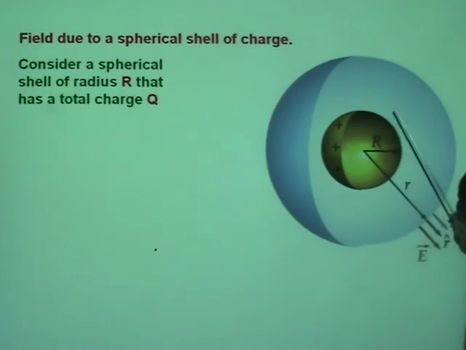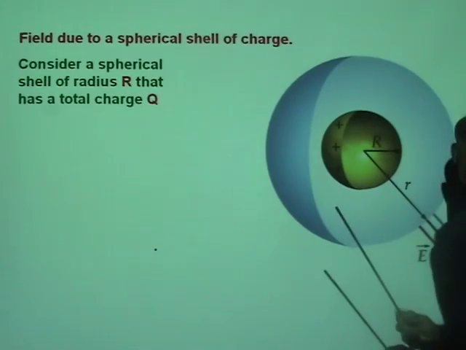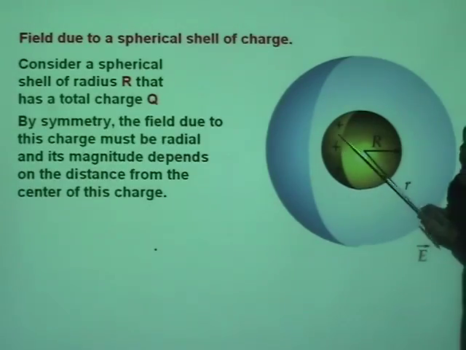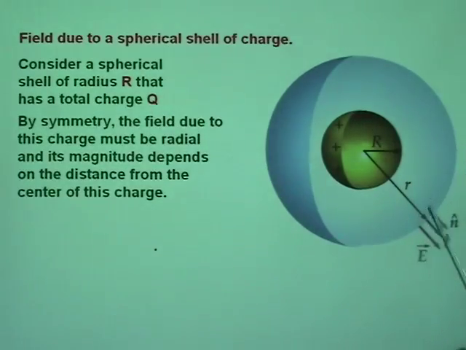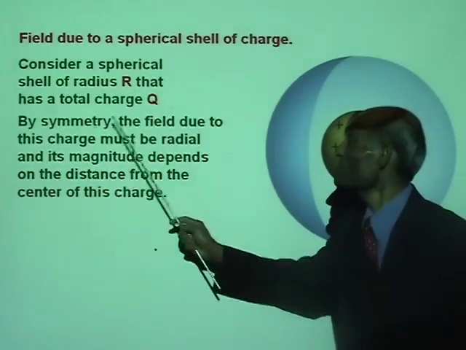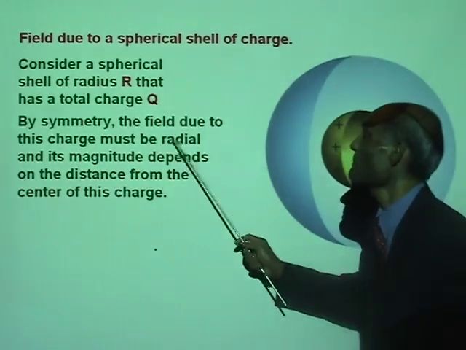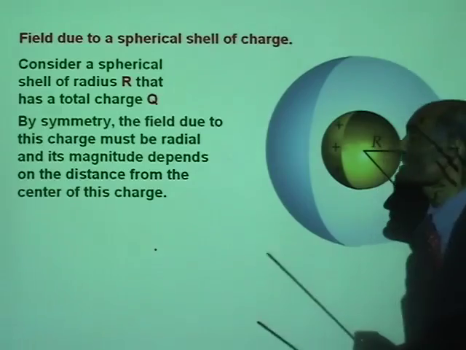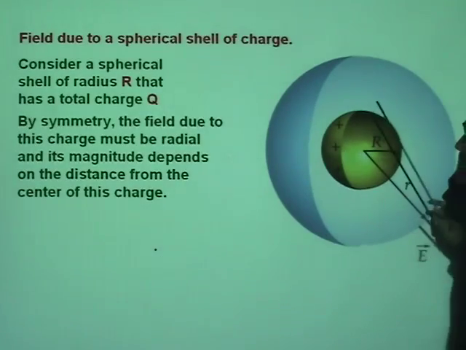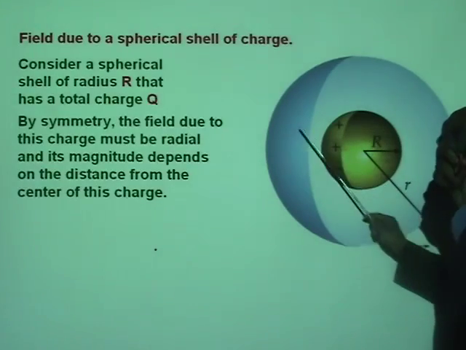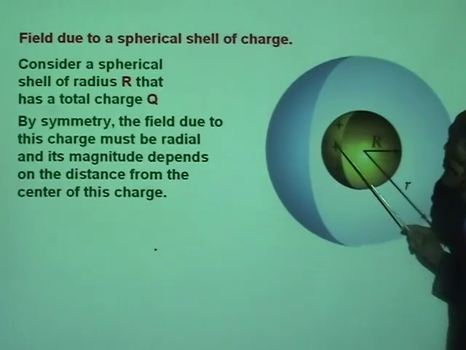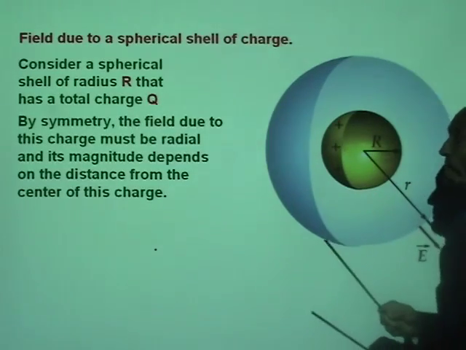There you have a spherical shell of radius r. Now look at only the yellow shell. Don't look at the blue now. We'll talk about that as we go on. It carries a total charge q. Its radius is r. By symmetry, the field due to this charge must be radial, and its magnitude depends on the distance from the center of this charge. You see, at any point, anywhere here, the field depends on the distance of that point from the center of the shell.